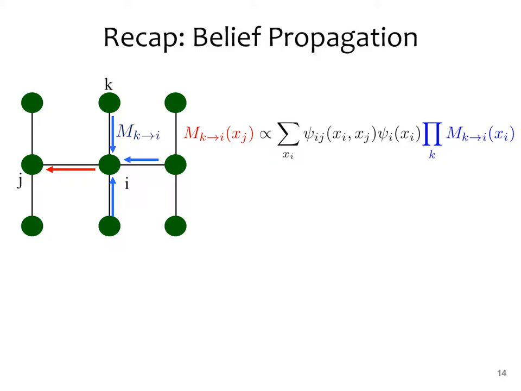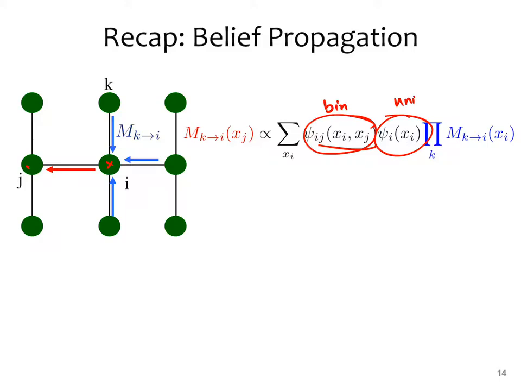So the form of the message was as follows. This is the interaction term between variable i and variable j. This is the binary term. This is the unary term. So this is the term that involves the interaction between variable i and variable j, and this is the contribution of variable i.